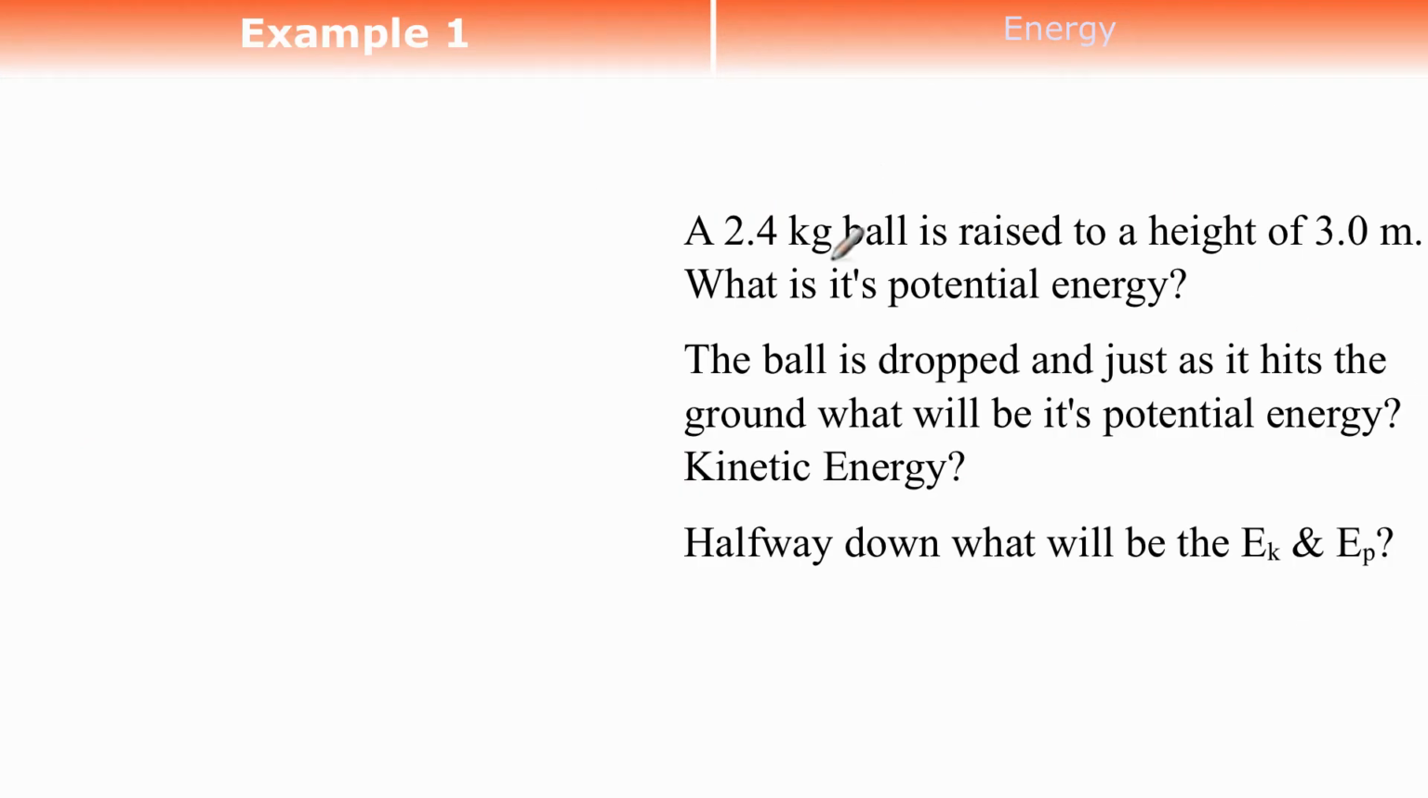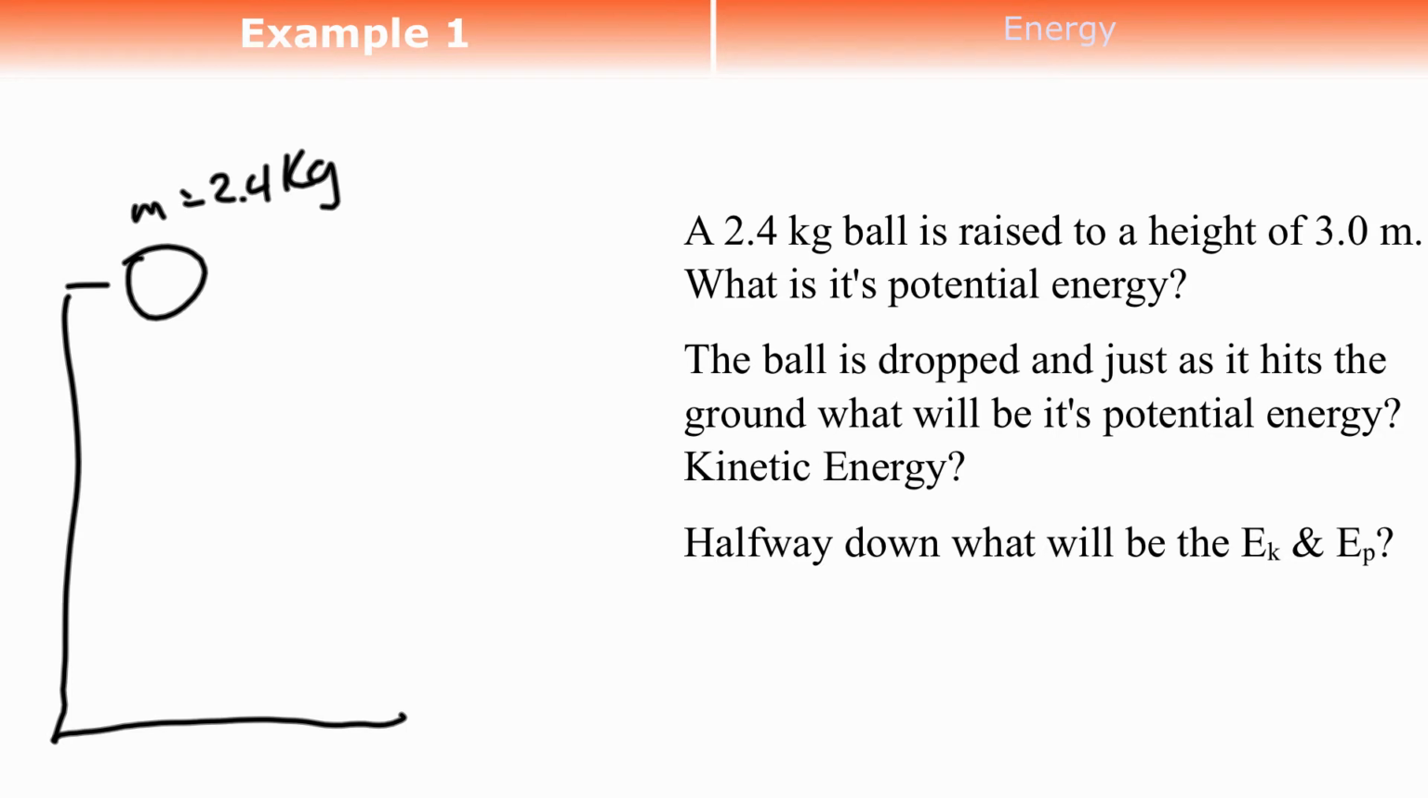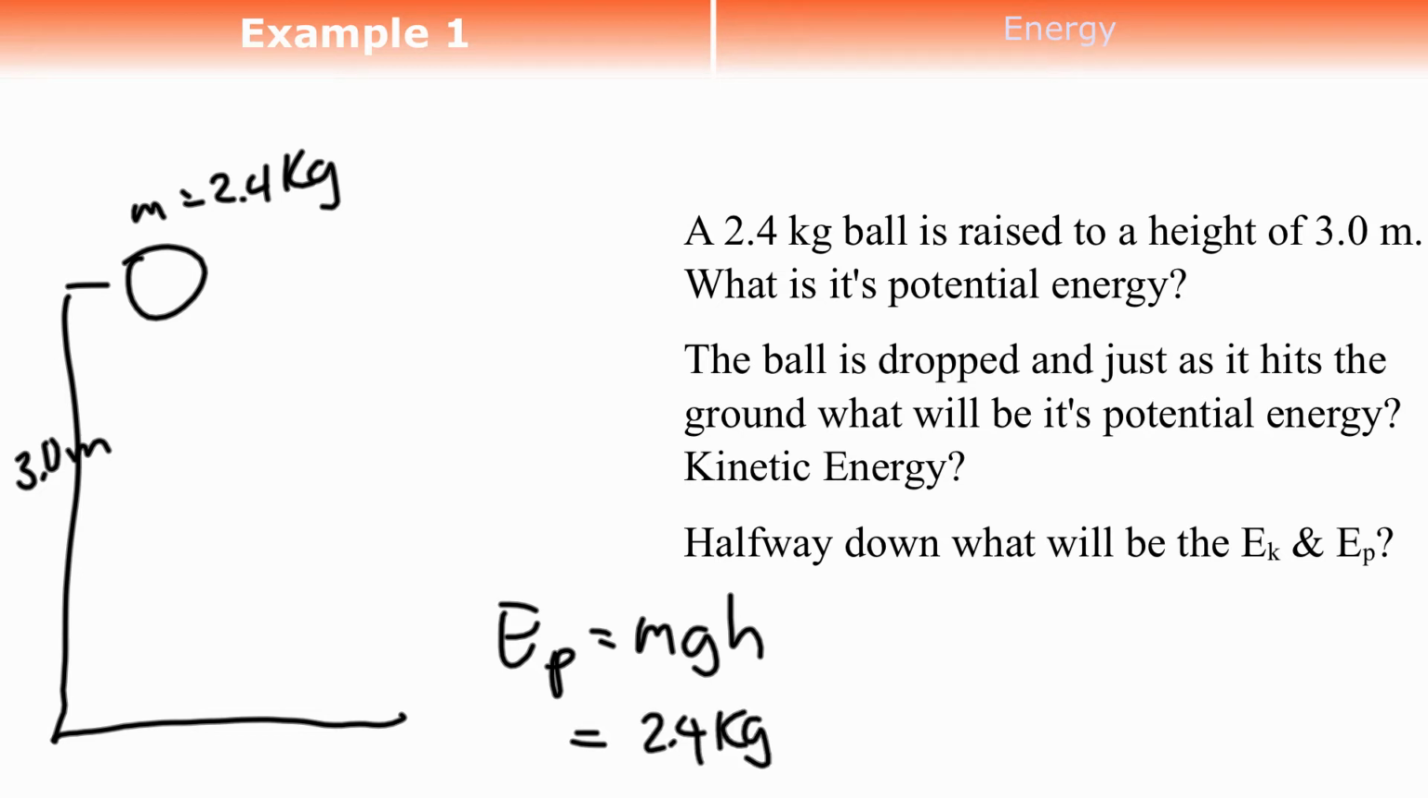So here we've got a question. A 2.4 kilogram ball is raised to a height of 3 meters. So the height from there down to level is 3.0 meters. What is its potential energy? Okay, I can figure that out. Energy potential is mass times gravity times height. Its mass is 2.4 kilograms, its gravity is 9.8 meters per second squared, and its height is 3.0 meters.